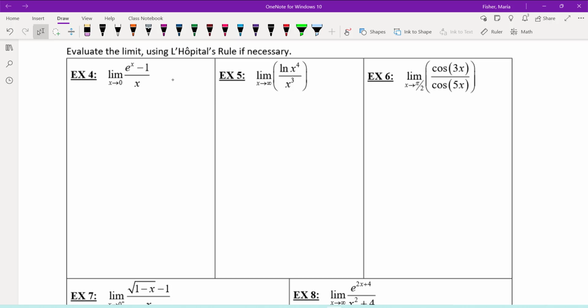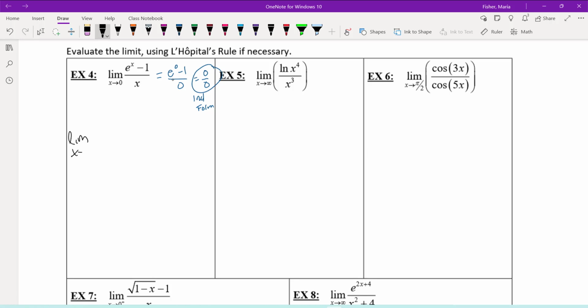Let's look at the following 5 examples where it's asking us to evaluate the limit using L'Hopital's rule if necessary. The very first thing we do with limits, no matter what we have, is we always try direct substitution. For number 4, we have the limit as x goes to 0 of e to the x minus 1 all over x. Direct substitution would give us e to the 0 minus 1 over 0, and that's just going to be 1 minus 1 or 0 over 0. This is indeterminate form. When you get a good indeterminate form like this, we use L'Hopital's rule.